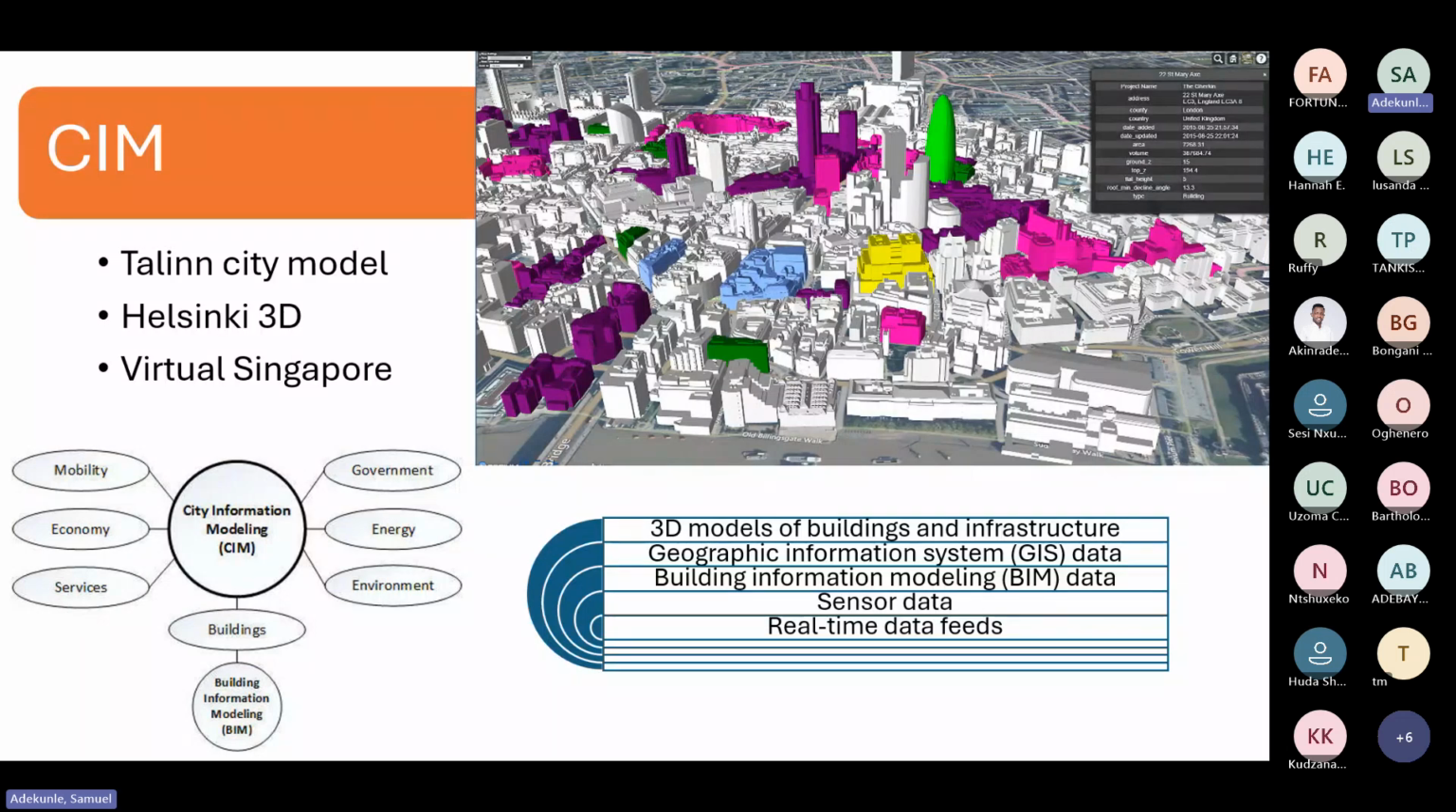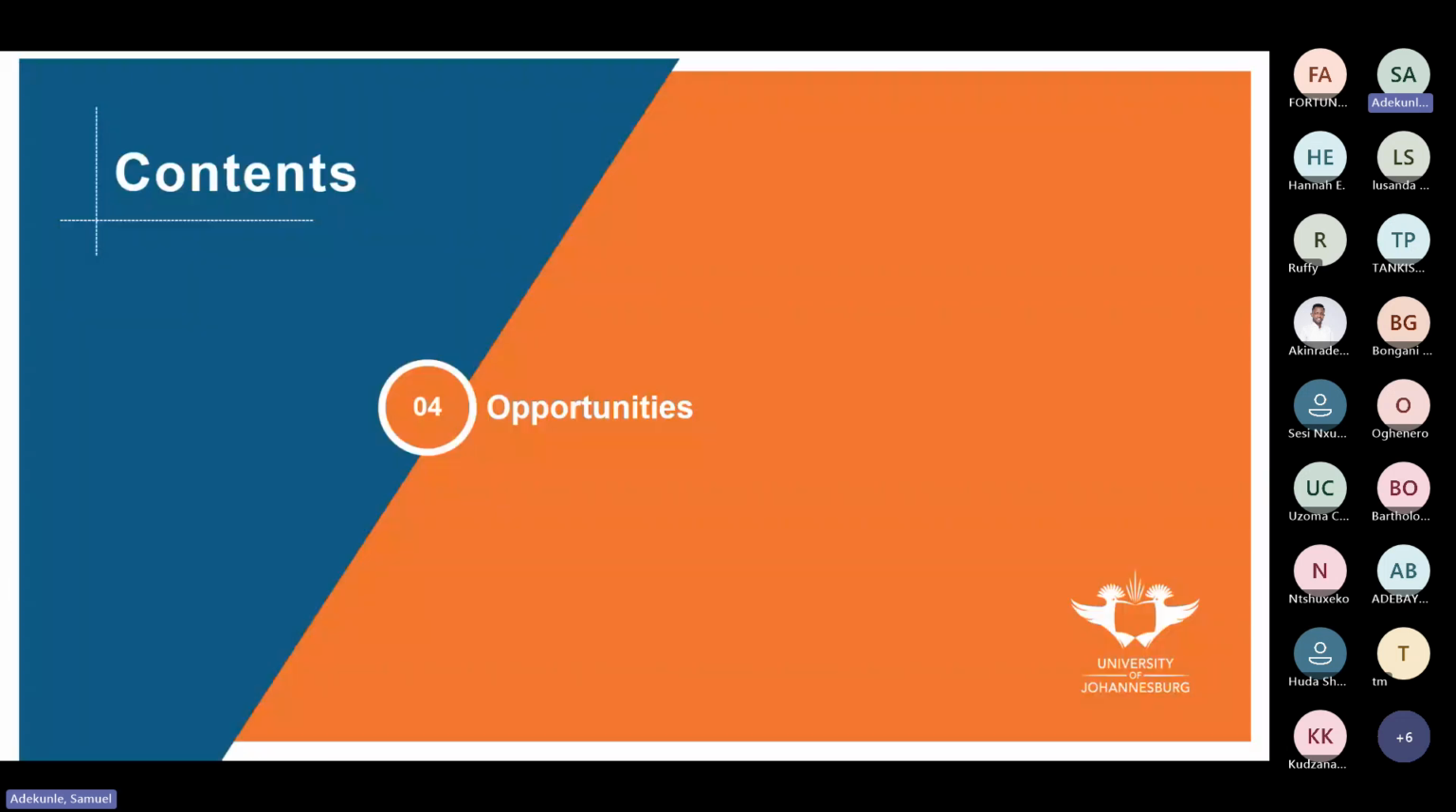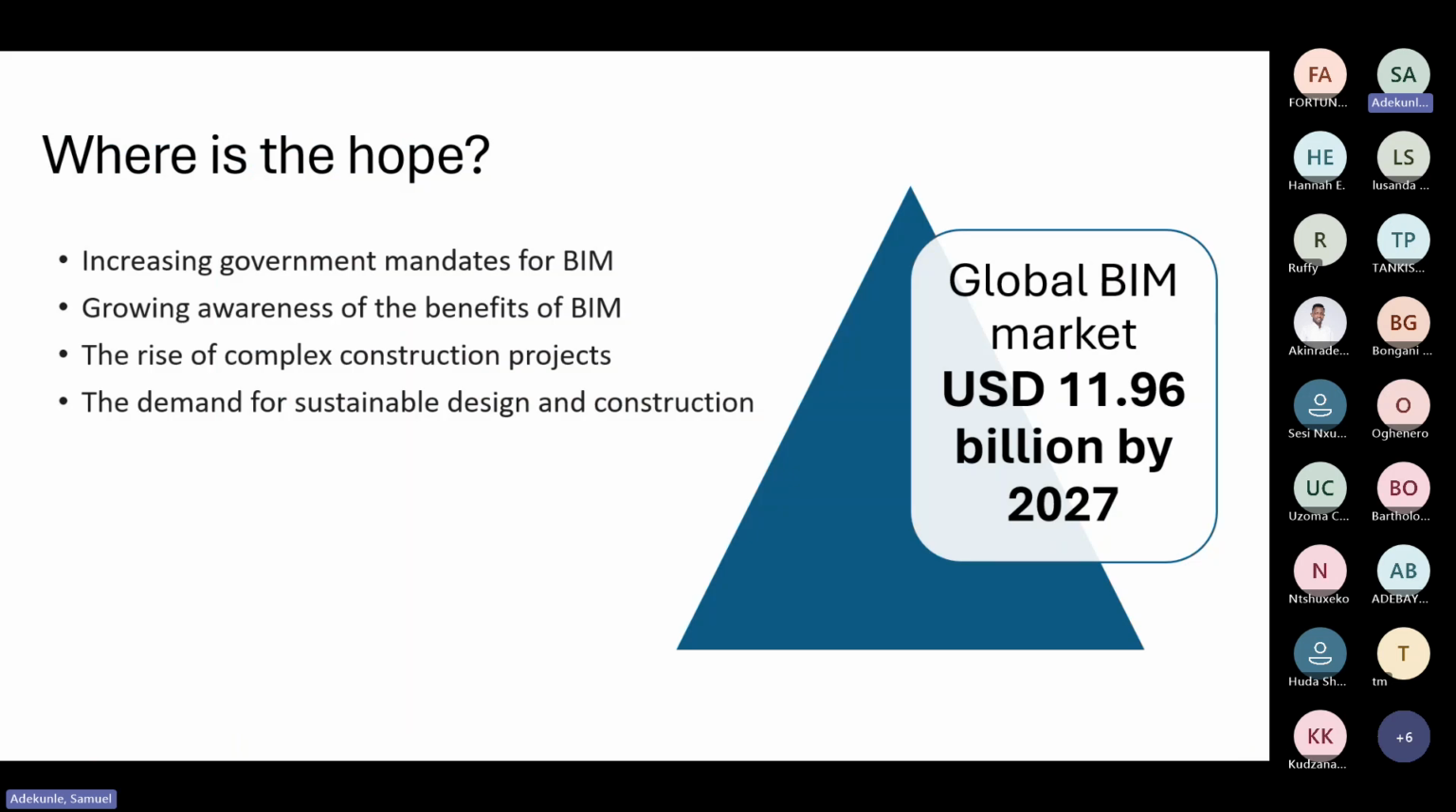All right, so let's look at opportunities for you in all of this that has been mentioned. Ladies and gentlemen, don't be discouraged and don't let anyone tell you BIM is no more relevant. According to the projections, ladies and gentlemen, by 2027, this is 2024, 3 years from now, the BIM market globally is projected to be $11.96 billion. It means it is a growing market.